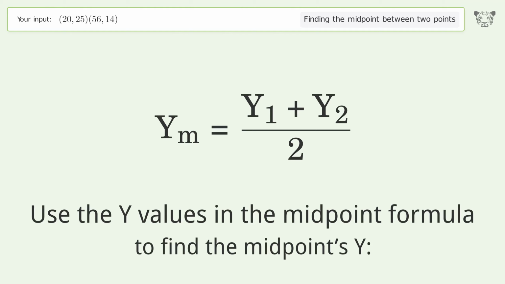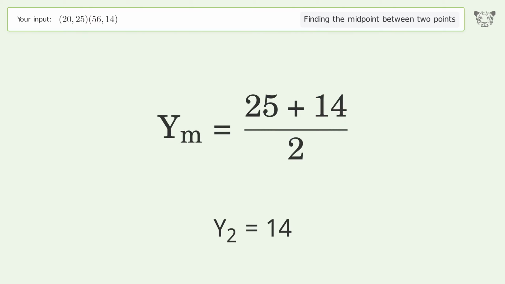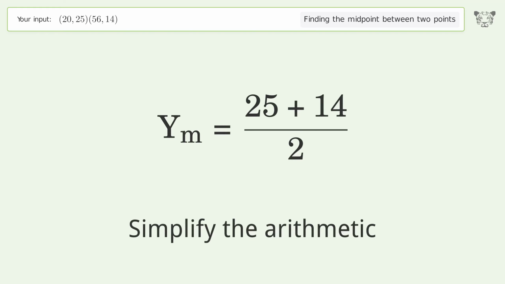Use the y values in the midpoint formula to find the midpoint's y. y1 equals 25. y2 equals 14. Simplify the arithmetic.